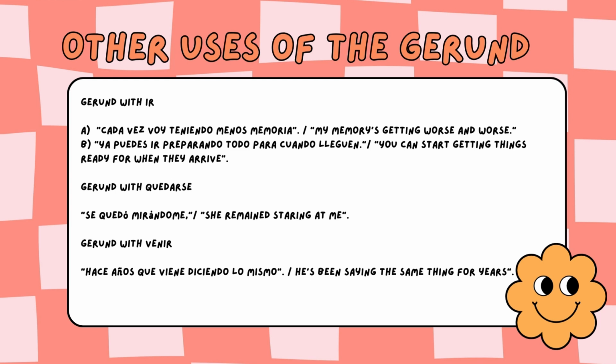Then we have the gerund with quedarse. This translates the idea of to continue to do something. For example, se quedó mirándome in Spanish, and in English, she remained staring at me. And the last one, we have the gerund with venir to express an action that accumulates or increases with time. It sometimes conveys mounting exasperation. For example, in Spanish, hace años que viene diciendo lo mismo. In English, he has been saying the same thing for years.